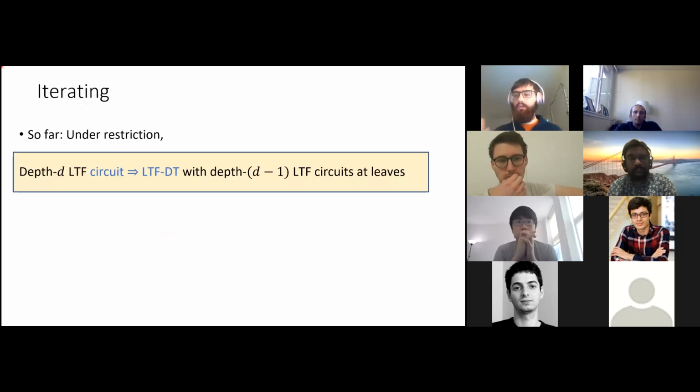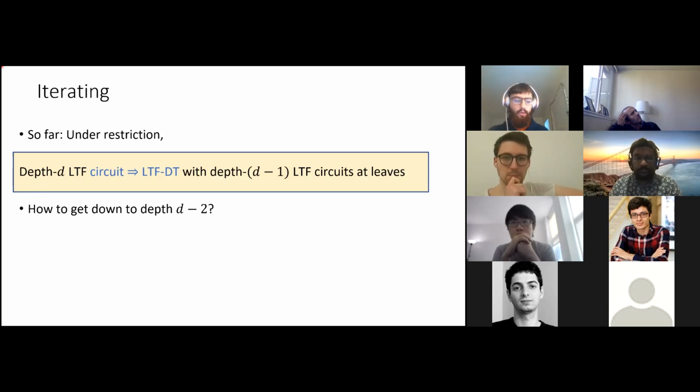So what we just showed, by those arguments, or at least sketched, is that when you take a depth D circuit and you hit it with a pseudorandom restriction, you can expect to get an LTF decision tree with depth D-1 circuits at the leaves. Are there any questions about that? Feel free to stop me. Okay.